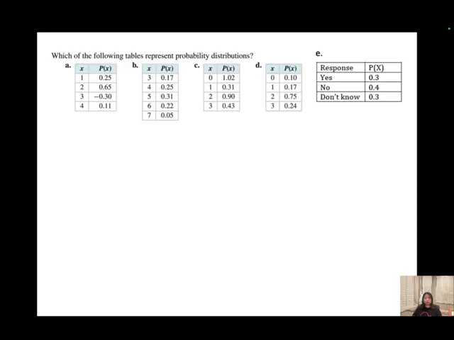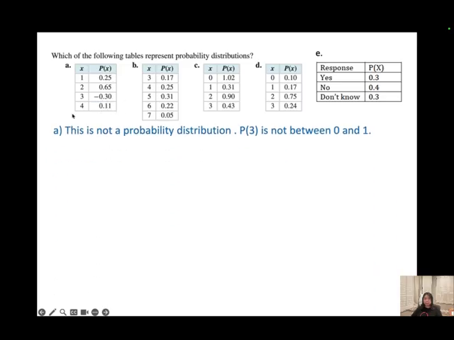Okay, look at this example. Which of the following tables represent a probability distribution? Look at the first one. I have 3 requirements. First, each probability has to be between 0 and 1. So this is good, this is good. This one, the probability is less than 0. So for A, this is not a probability distribution because P of 3 is not between 0 and 1.